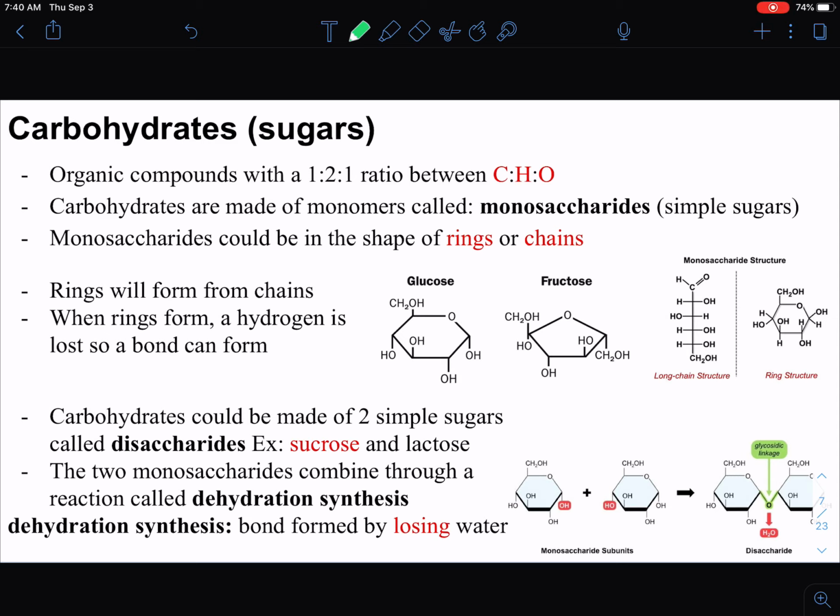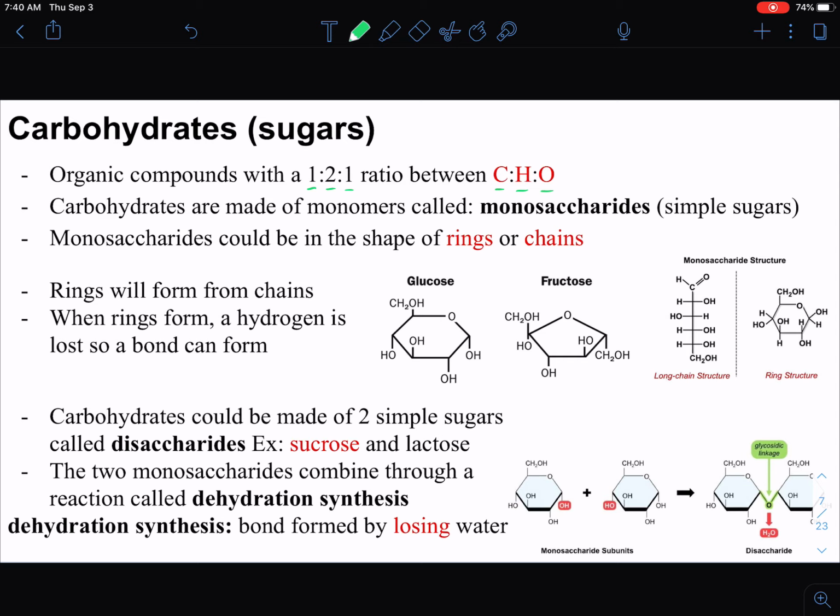So carbohydrates are also known as your sugars. And they have a ratio of 1 to 2 to 1 of carbon to hydrogen to oxygen. So that, no matter what, you're always going to have that simple ratio. Even if you have multiple atoms, it's still going to boil down to that 1 to 2 to 1 ratio.